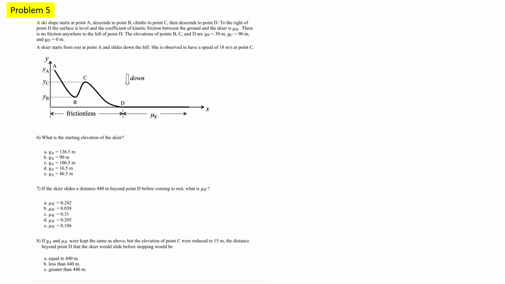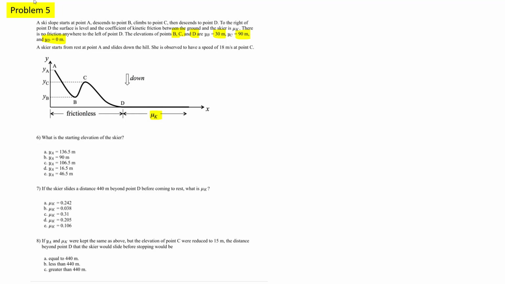To the right of point D, the surface is level, and the coefficient of kinetic friction between the ground and the skier is mu k, as indicated in the figure. There's no friction anywhere to the left of point D, so this whole part with the undulations has no friction. The elevations of points B, C, and D are given as 30, 90, and 0 at the bottom.